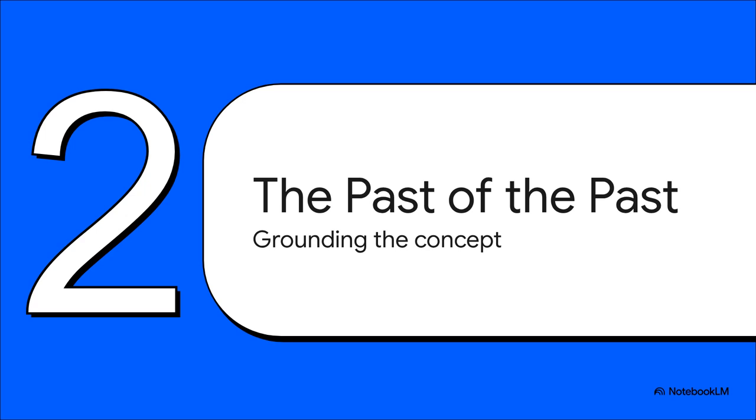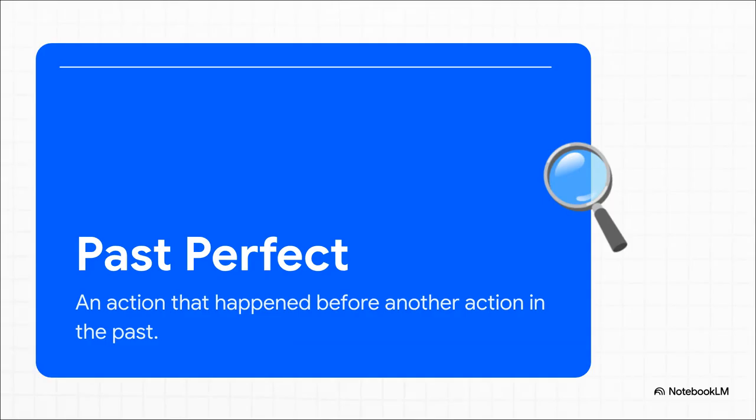Moving right along to Section 2, the past of the past. I want you to think of the past perfect literally like a time machine. We're already talking about the past, say, yesterday, but suddenly we need to physically jump further back to an event that happened even earlier. It is the past of the past. You're showing the relationship between two distinct moments that are both already completely behind you.